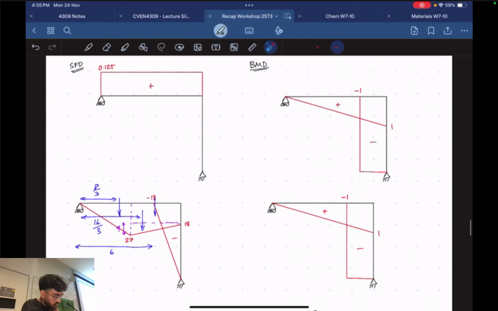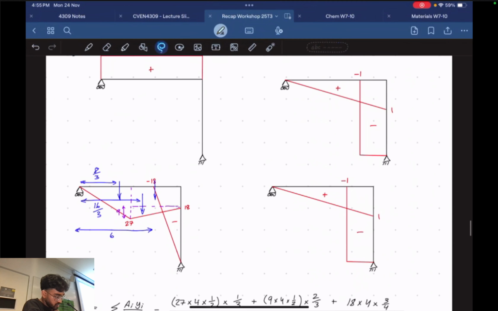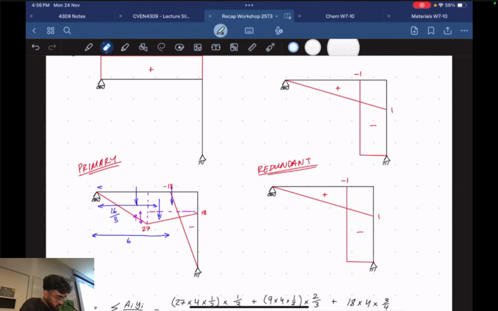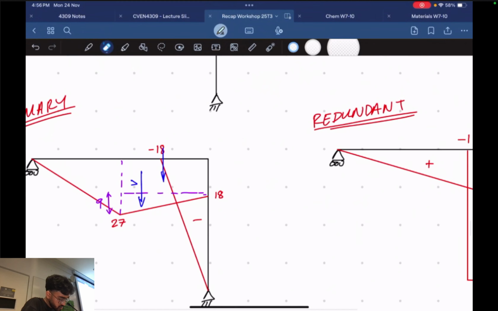So, okay, I've done some calculations here, but what I've got here is my primary. And over here I've got my redundant. Okay, so I'm going to show you guys how to do it the graphical way, because I can't be asked integrating.